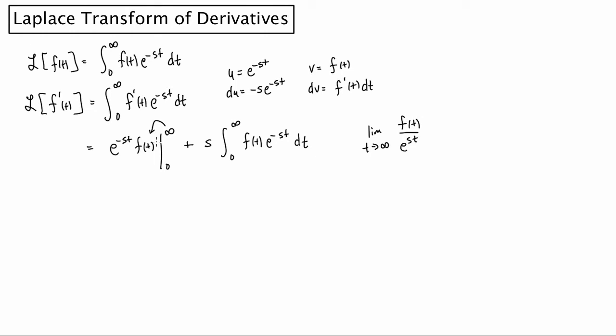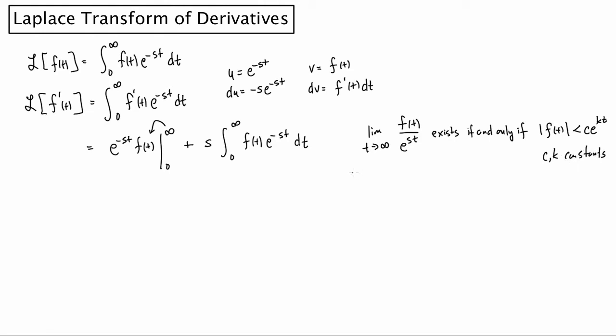Now, when is a limit for this going to exist? Well, the limit for this will exist if and only if the function f of t that we're looking at has the property that it is slower than an exponential. And what I mean by that is, let's say that it is less than c times e to the kt for c and k constants.